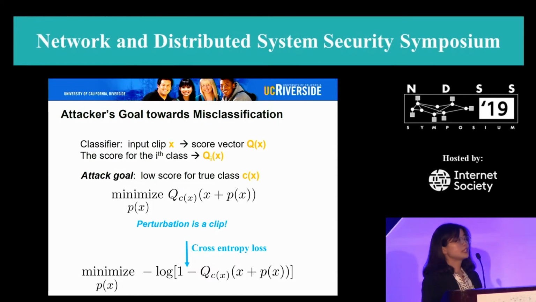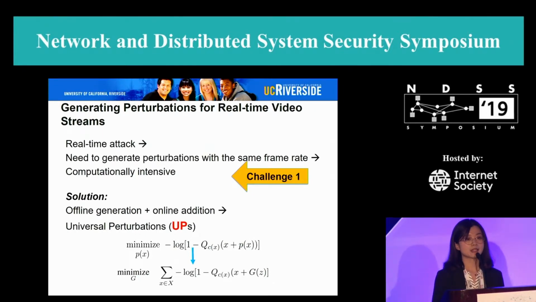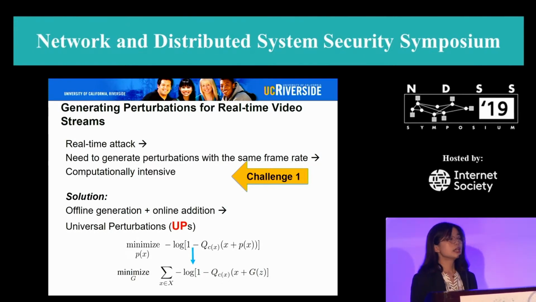Using this vanilla method gives us an immediate problem. Remember, we are doing a real-time attack, which means we need to generate perturbations on the fly at the same frame rate. This is computationally intensive. So our solution is to use universal perturbations. Universal perturbations are universal in the sense that they work on any unseen inputs, as long as the inputs are from the same distribution as that of the training data. This way, we could generate universal perturbations offline, and the only online computation is to add the perturbation onto the video.